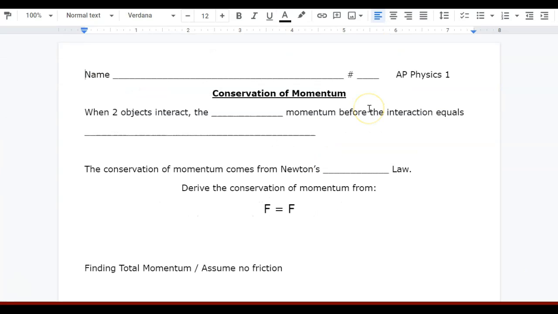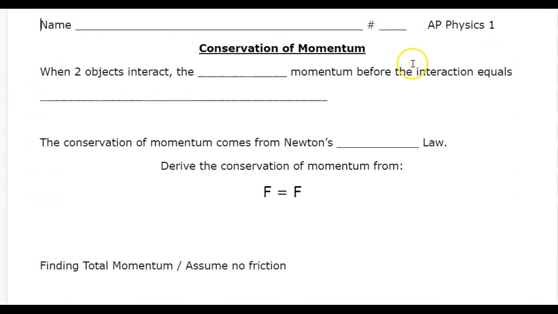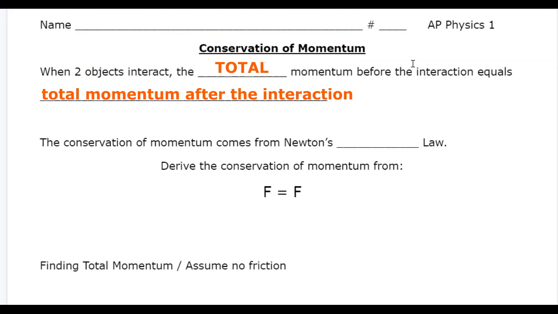When two objects interact, the total momentum before the interaction equals the total momentum after. And that's why momentum is so useful. The total momentum before an interaction equals the total momentum after. So one might lose momentum, the other might gain momentum, but whatever the one lost, the other one gained.